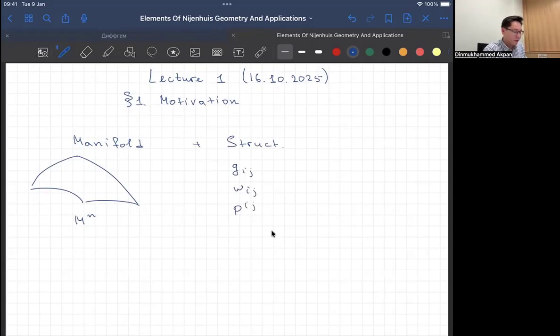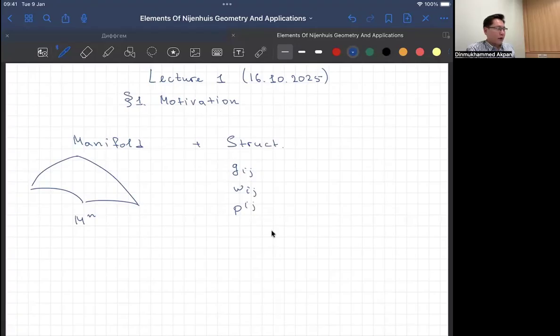And the geometry is called by the names of the structures, am I right? For example, if you have a symmetric non-degenerate bilinear tensor field like this, it's called Riemannian or pseudo-Riemannian geometry, depending on the indices of this bilinear form. If you have a skew-symmetric bilinear form, non-degenerate and closed, it's a symplectic structure, symplectic geometry. And if we have a skew-symmetric bilinear form on the cotangent bundle, with some extra conditions, it's Poisson geometry.